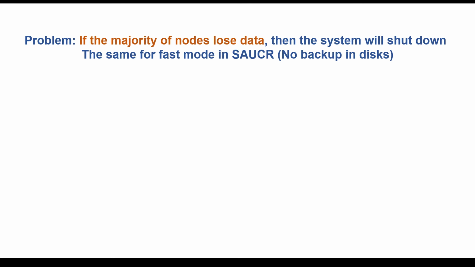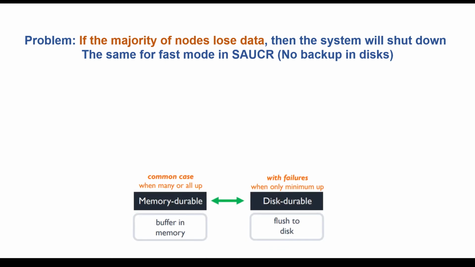The system will shut down because the majority of nodes have no backup of these disks, and they cannot believe that others have that data. So it will be the same problem for the fast mode in SAUCR. SAUCR can switch between two different modes, memory durable and disk durable, which are fast mode and slow mode.